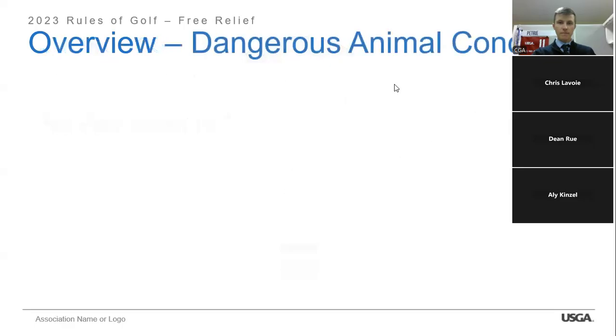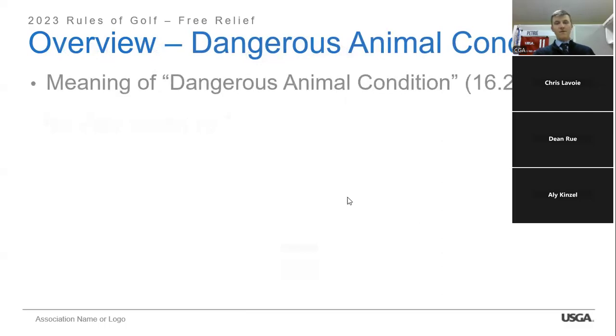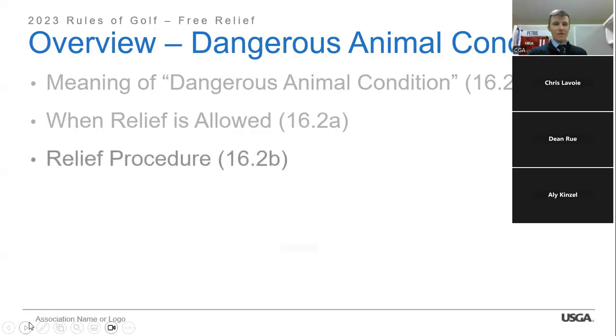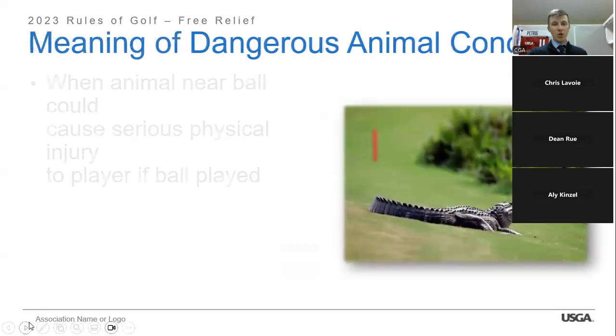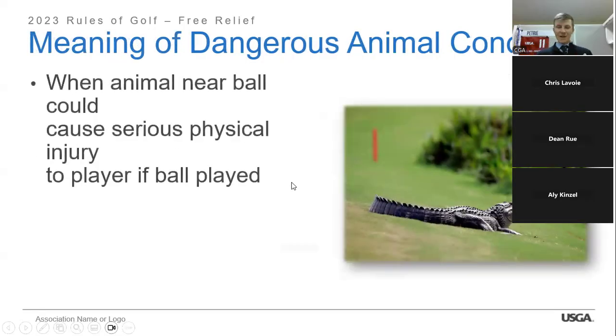I'll keep going here. Now, dangerous animal conditions. What does this mean? What do we do? How do we take relief? When is it allowed? The procedure. So the example here, and we'll touch on some examples in a minute, we have an alligator. Obviously, we don't have many alligators in Colorado, but we might have elk, we might have bears, other things that can cause a serious physical injury to a player if we continue to play that ball.